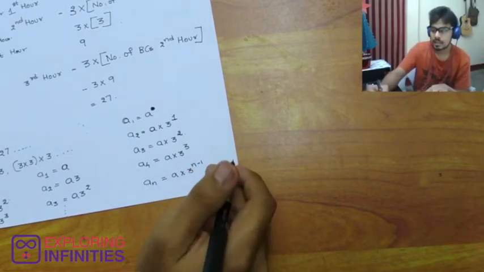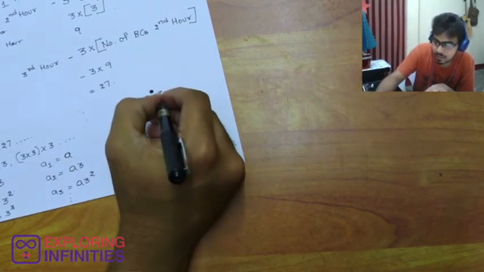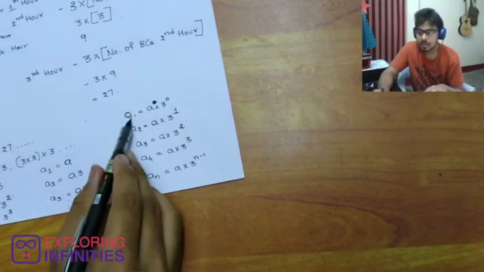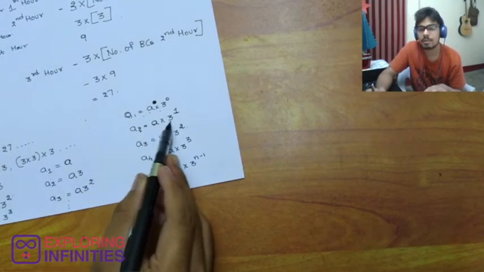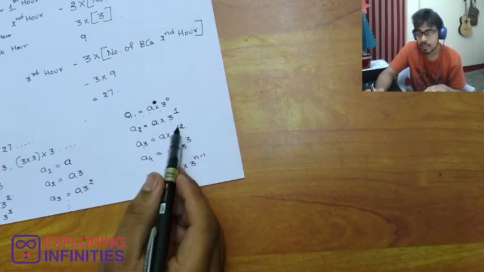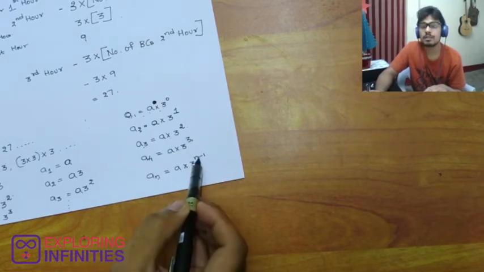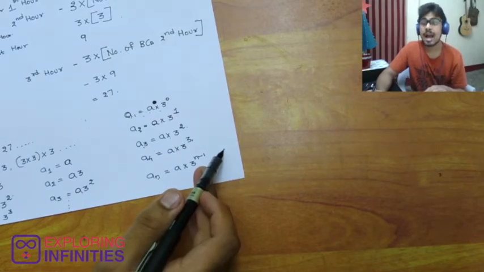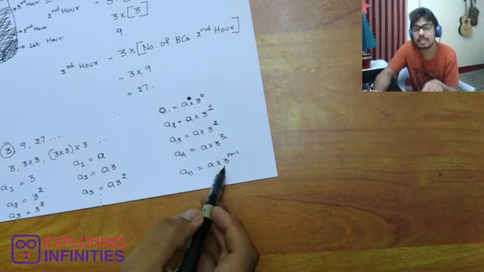You see, A1 can be written as A into, for your easy understanding, 3 power 0. 3 power 0 is 1. So A1 is equal to A into 3 power 0. A2 is equal to A into 3 power 1. A3 is equal to A into 3 power 2. A4 is power 3. An is power n minus 1. As simple as it is. You get it?